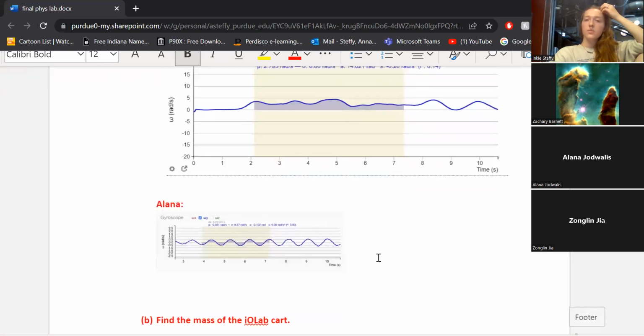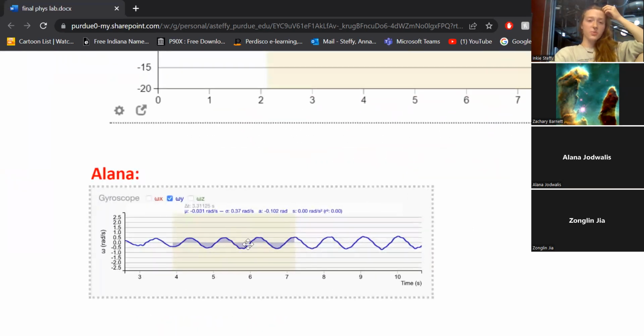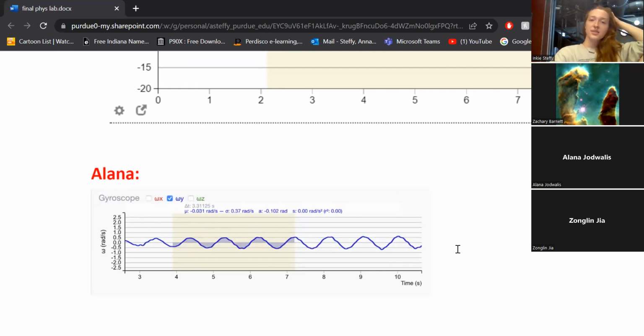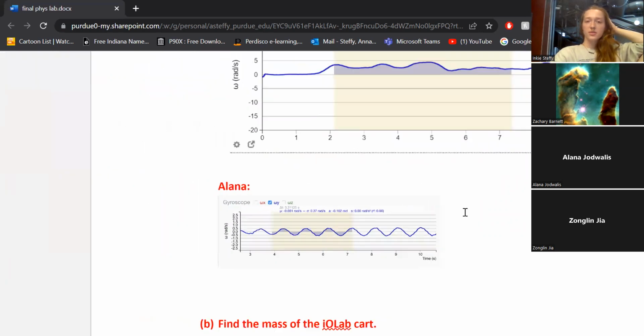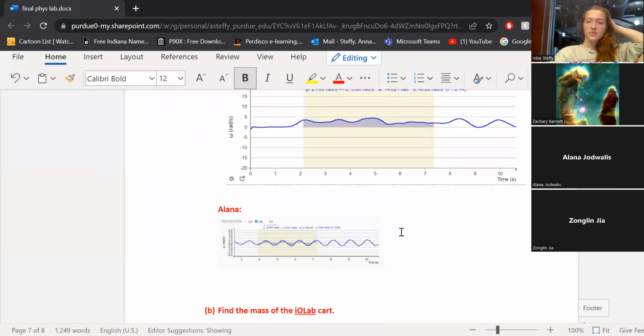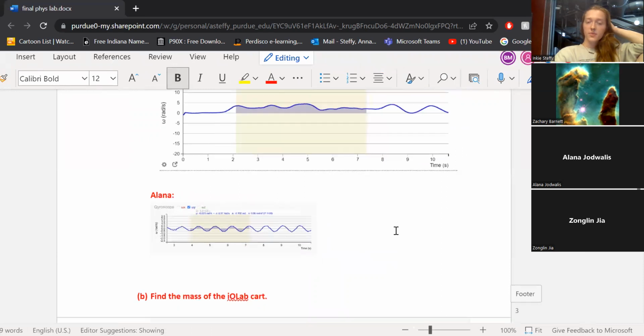Yeah, I was not sure if I did it right, so I would trust you. Yeah, it's interesting though. I wonder what the physics are behind this graph and how the angular momentum could be 0, even though it's spinning and stuff.